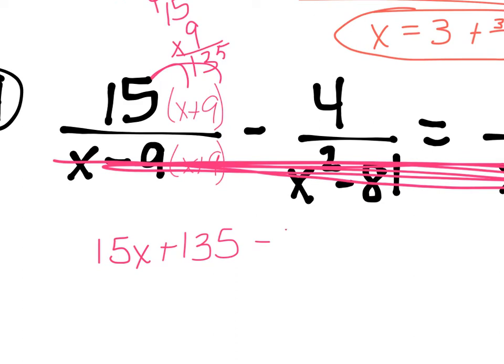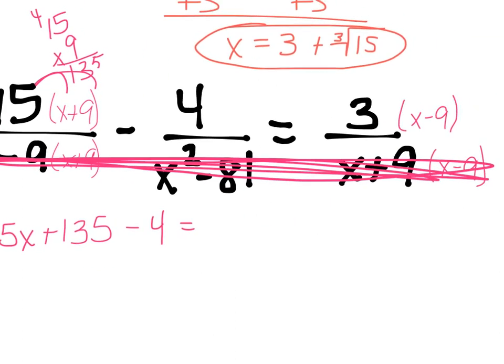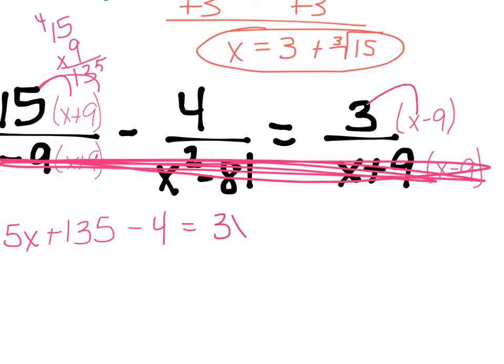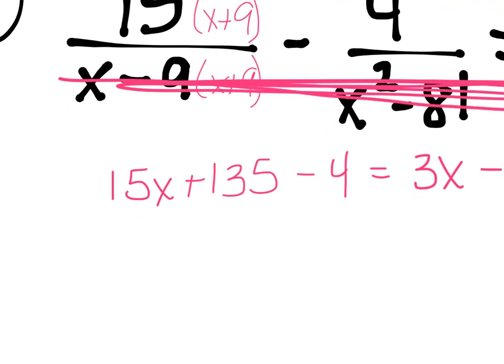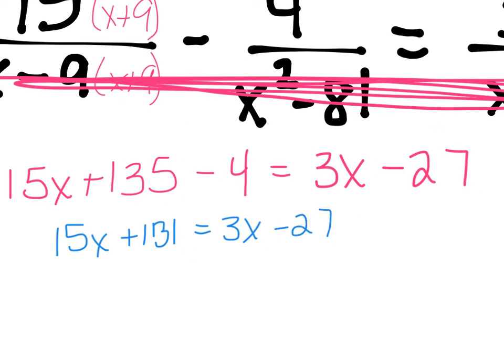Minus what? 4 equals 3x minus 27. So clean up the left-hand side, clean up the right-hand side, and then do some moving. What can I combine on this left-hand side? Okay, I have 15x. I have plus 135 minus 4. It gives me what? 131. Plus 131. Good. Equals 3x minus 27.